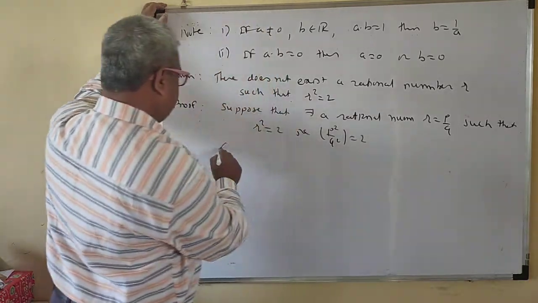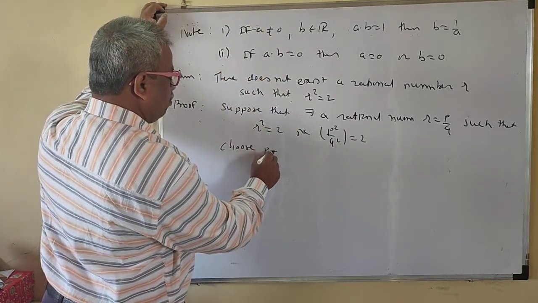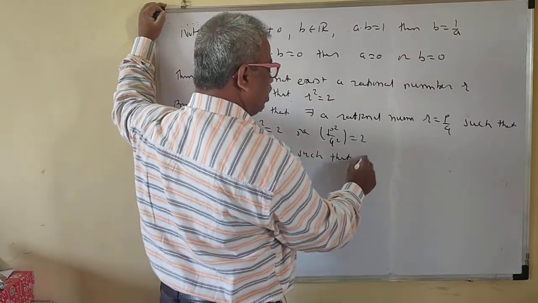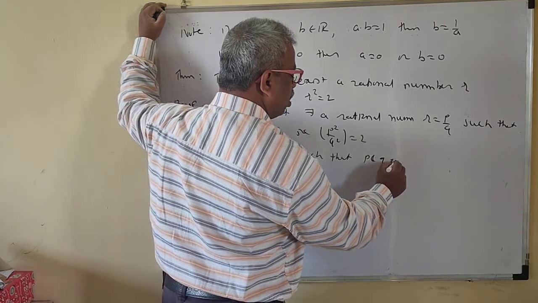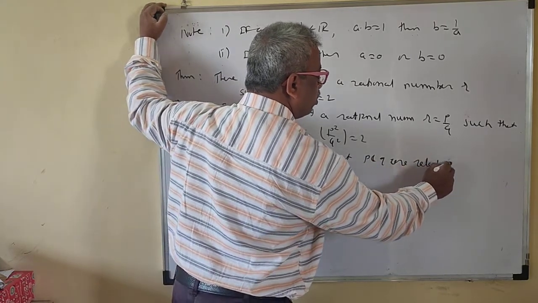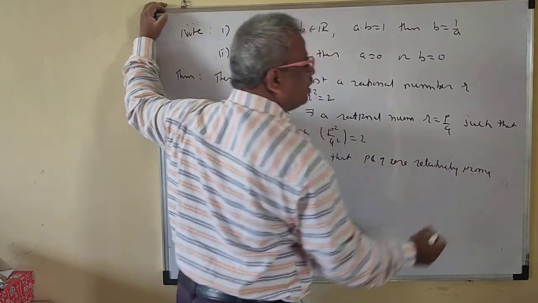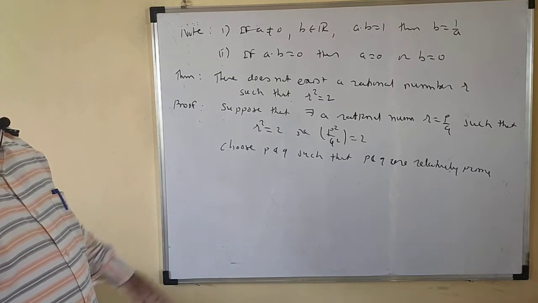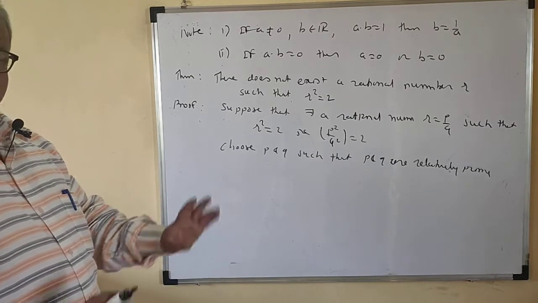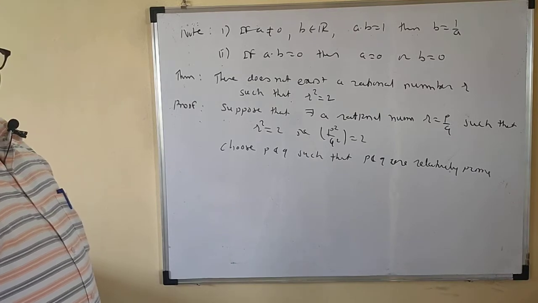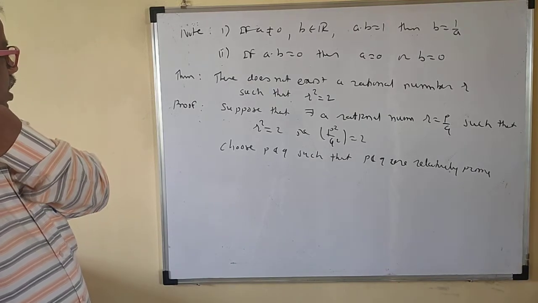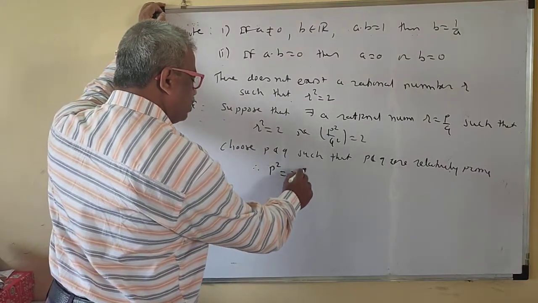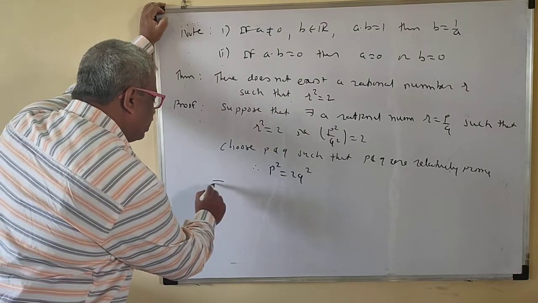Okay, so choose P and Q such that P and Q are relatively prime. That means they do not have a common factor. So GCD of P and Q is 1. We are familiar with the GCD also. They are relatively prime, means their GCD is 1. So they don't have a common factor now. So R square is equal to this. Therefore P square is equal to twice Q square. So what does this imply?